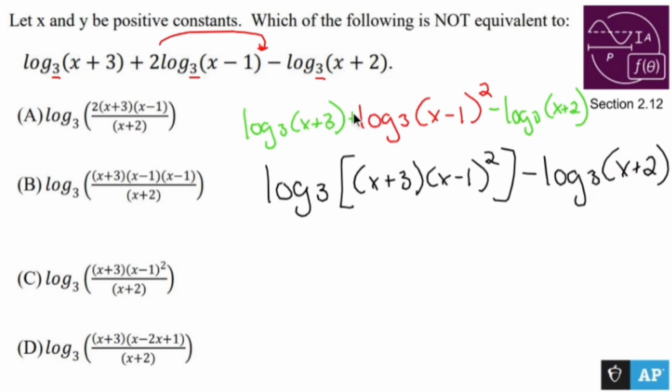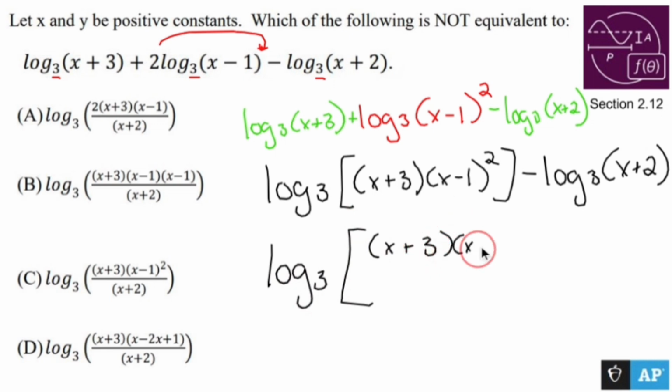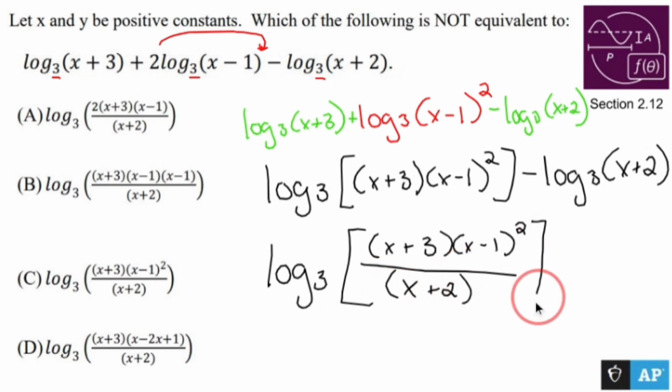Always take care of the addition stuff first. Now what we have is the subtraction guy that's just lingering out. When you subtract 2 logs of the same base, you divide the insides. So this whole thing is now going to become log base 3 of x plus 3 times the quantity x minus 1 squared, all over x plus 2. Now to find out which one of these is not this, well, we have our answer already.